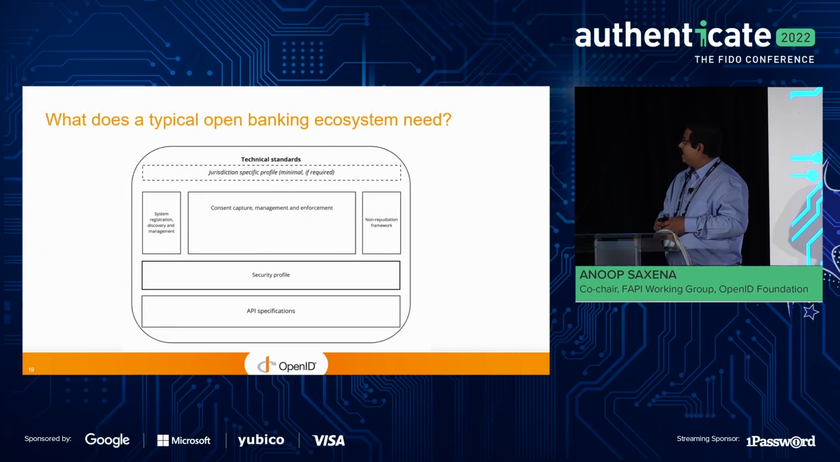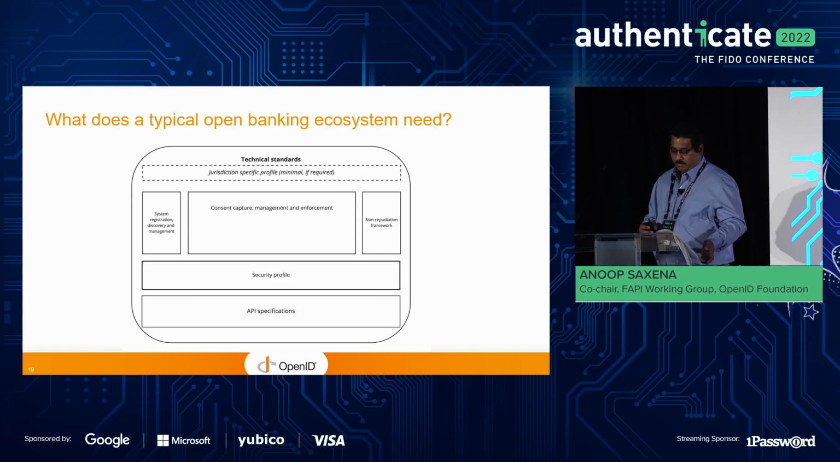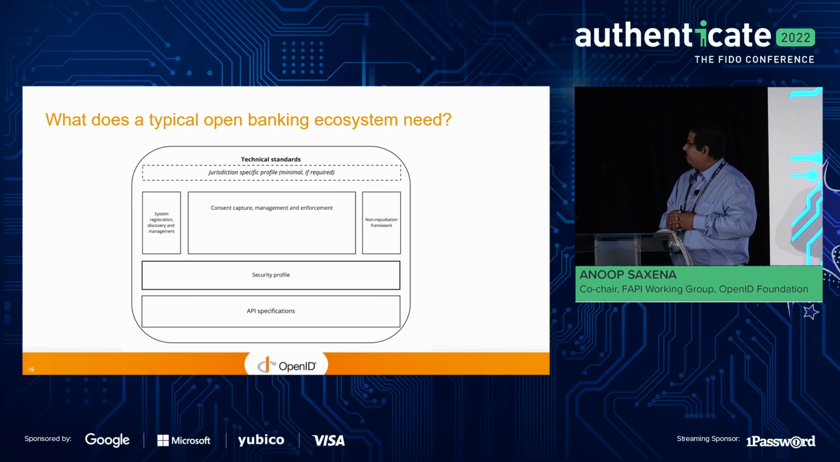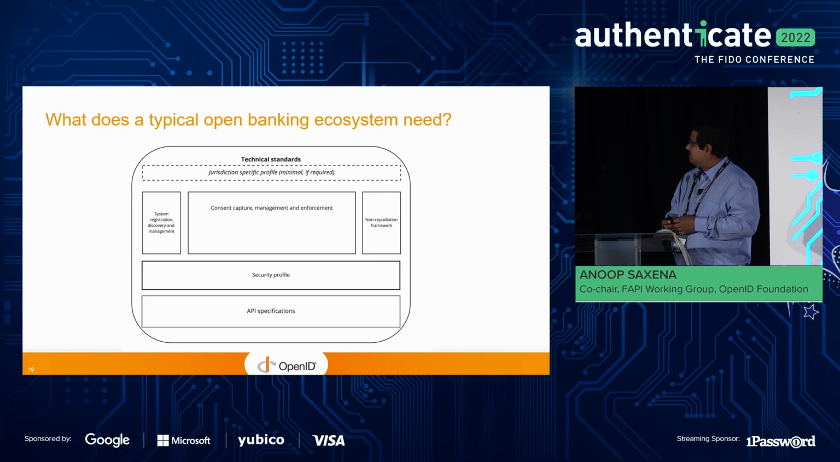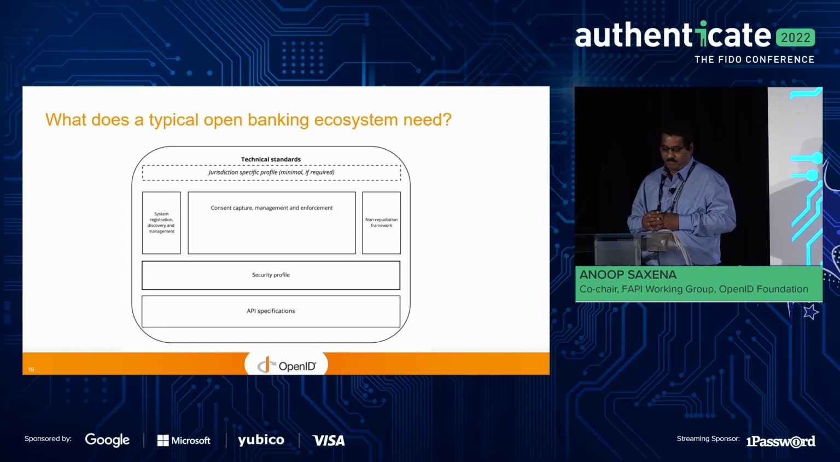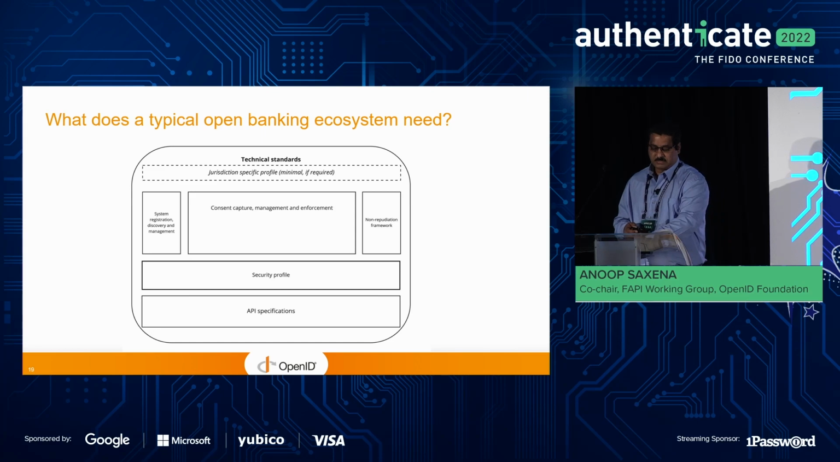So what does a typical open banking ecosystem need? If you look at the building blocks, one is the jurisdiction-specific profile. Of course, we want to minimize as much as possible any customization in a jurisdiction; otherwise, it won't be called a standard. Then it needs system registration and discovery, consent management and enforcement of it, and then a non-repudiation framework, security profile, and API specification. These are the technical building blocks needed for an ecosystem to work.